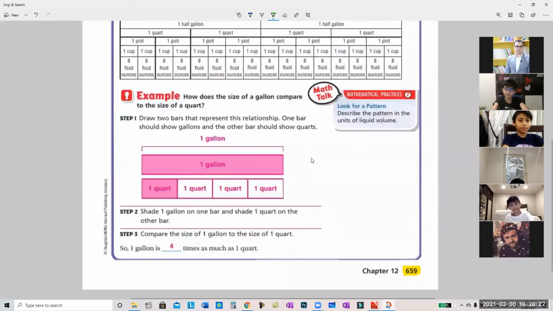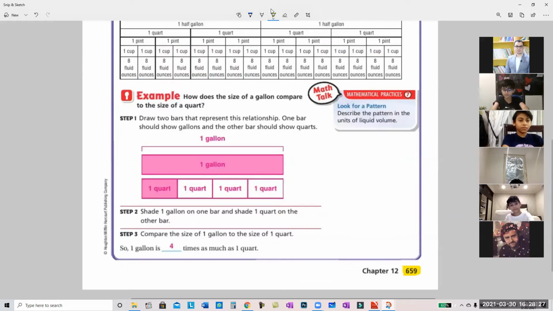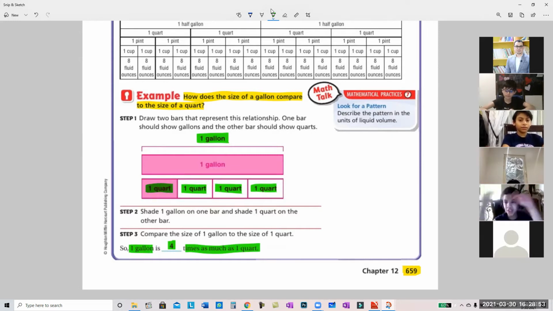Let me explain it for you with this example. Let's ask a question here. How does the size of a gallon compare to the size of a quart? As you see here from this model, 1 gallon equals 4 quarts. So we can say 1 gallon is 4 times as much as 1 quart. So if you need to convert from gallons to quarts, you have to multiply by 4.